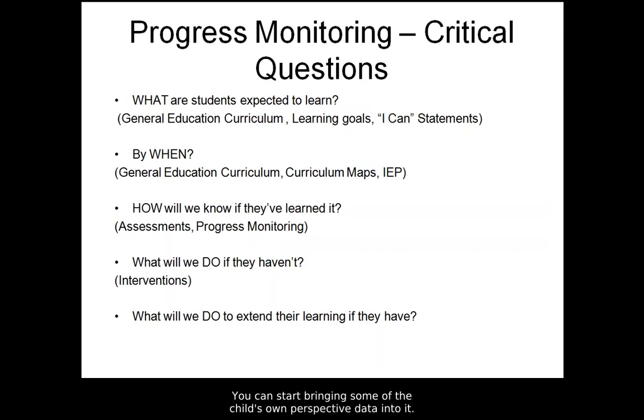You can start bringing some of that, the child's own perspective data, into it. When you talk about monitoring progress, you want to talk about by when. When are we looking to make sure the progress is being made?